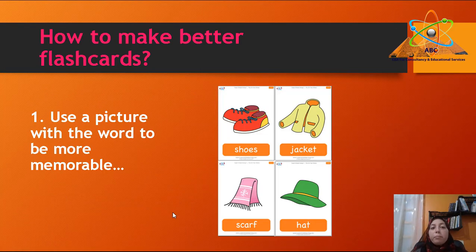How to make better flashcards. Number 1, you have created your flashcards. Now we are going to learn how to enhance these flashcards, how to improve these flashcards. Number 1, use a picture with the word to be more memorable. As you see here, I have put here a picture and below it the word. If you put just a word, it's not that memorable, like the word with a picture. So try every time to put a word with a picture in the same card.